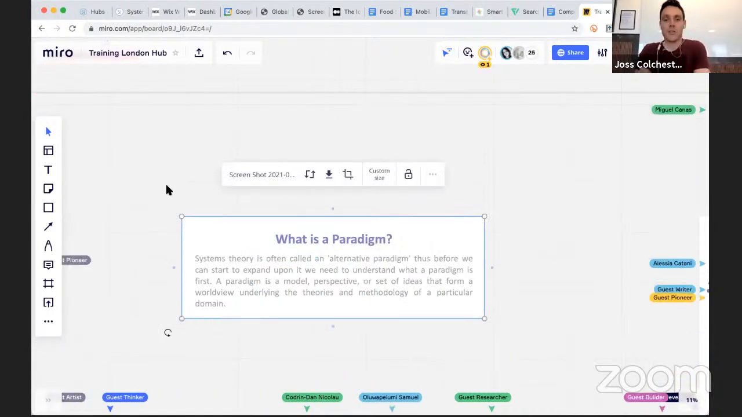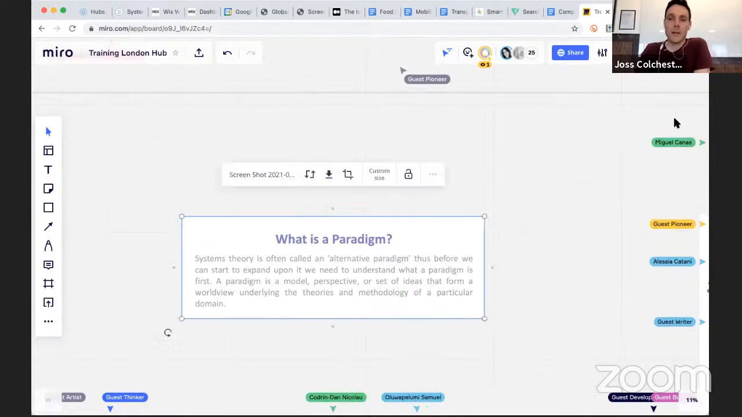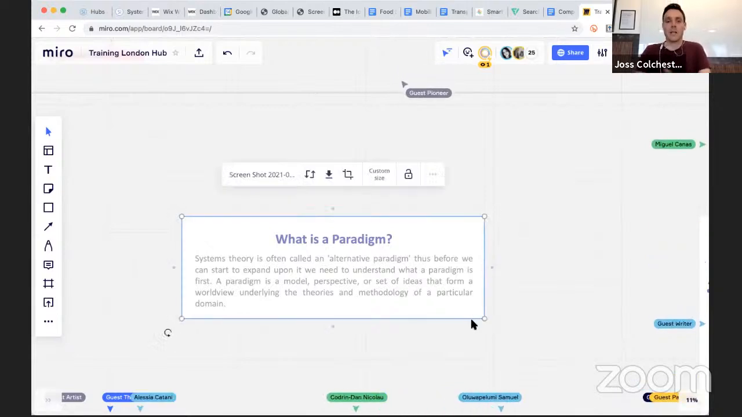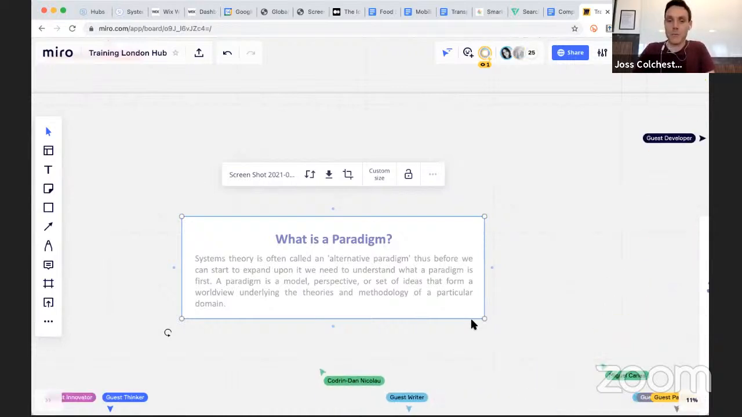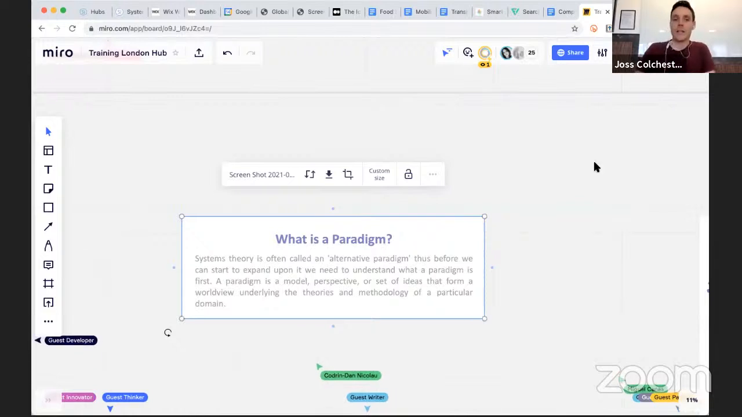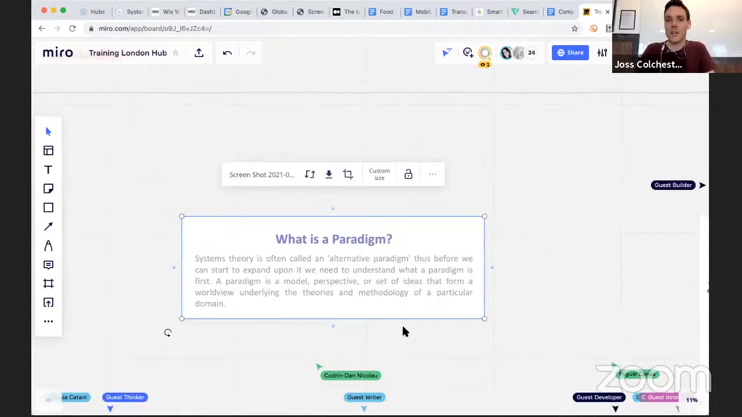And so systems theory is often called an alternative paradigm. Before we can start to expand upon it, we need to understand what we mean by paradigm first. A paradigm is a model, perspective, or set of ideas that forms a worldview, underlining the theories and methodologies of a particular area. Another way of thinking about it is as a culture.